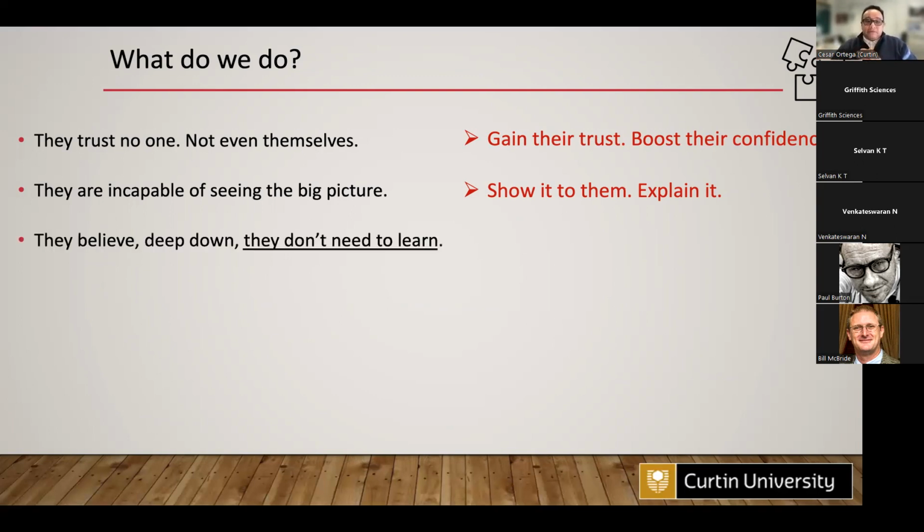They believe deep down they don't need to learn. And what do we do? Well, prove them wrong. Prove to them that they need to learn. Prove to them that they can learn, that it's possible to learn. And that's it, right? We do this, we solve the problem.